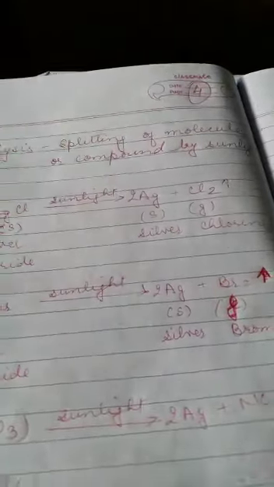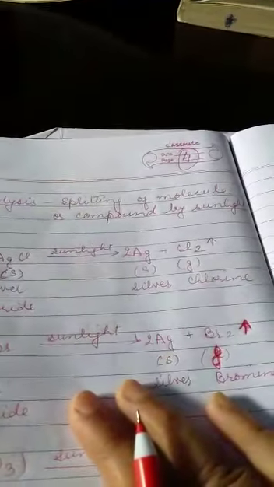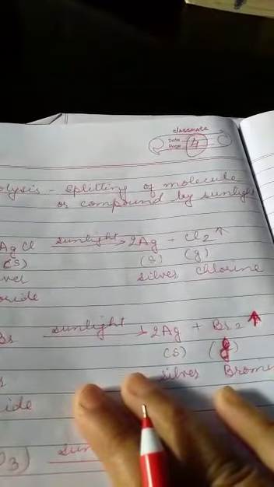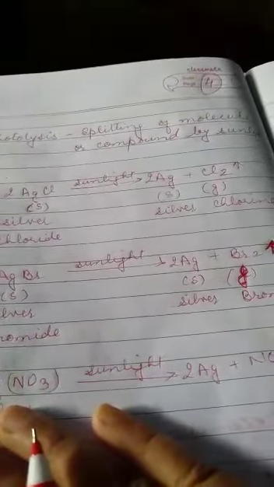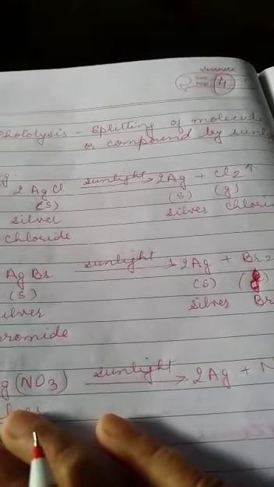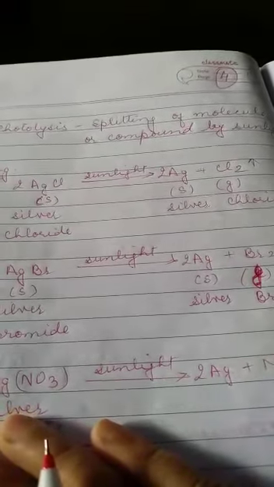And after decomposition by thermolysis, let's start photolysis. Photolysis. Photo means light. This indicates sunlight or appropriate frequency of light. Splitting of molecule or compound by sunlight is called photolysis. For example, silver chloride decomposes into silver and chlorine when it is exposed to sunlight.